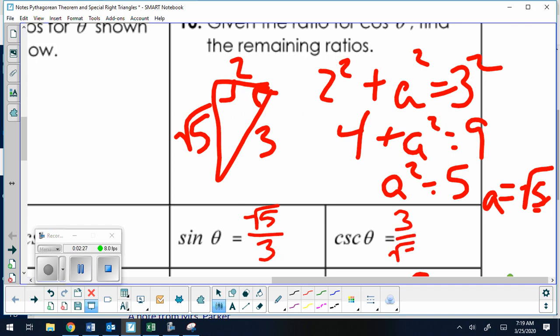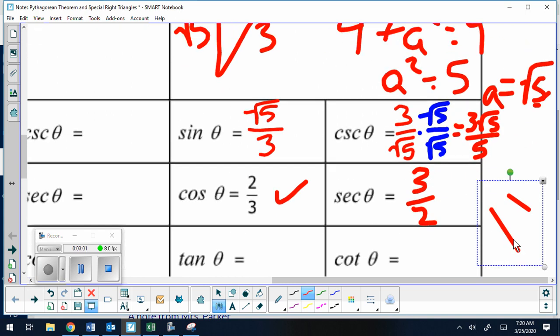Now here's the problem with my cosecant. I don't like that square root in the denominator. So I need to rationalize my denominator by multiplying top and bottom by the square root of 5. Remember, I don't like radicals in my denominator. So 3 square roots of 5 over 5. The first answer, 3 over the square root of 5, is correct, but it's not pretty. 3 square roots of 5 over 5 is equivalent, and it follows our rules: no radicals in the denominator of a fraction.